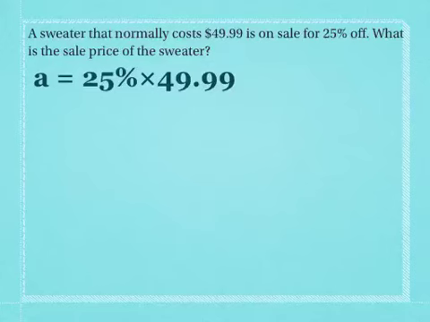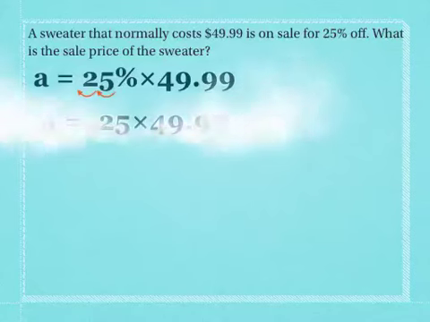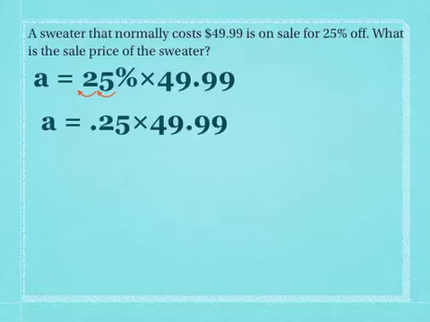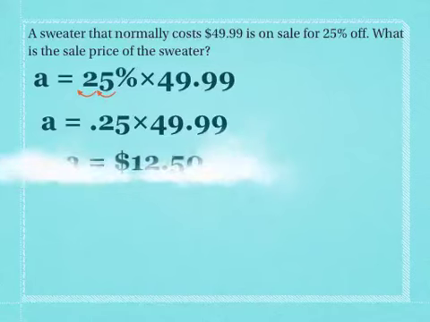Now, 25% needs to be changed. I need to move the decimal over twice, which makes it 0.25 times 49.99. When I multiply these decimals, I get $12.50 will be the price that will be 25% of the price.